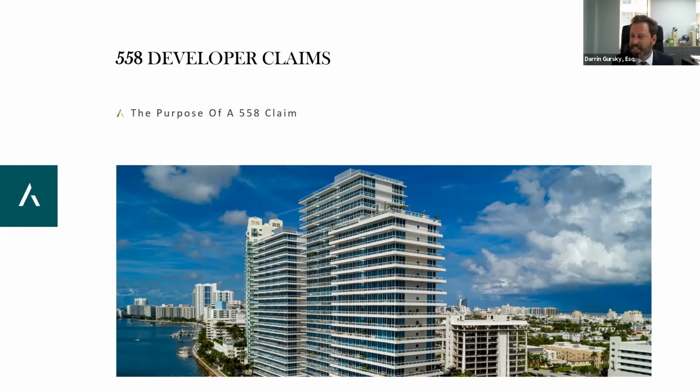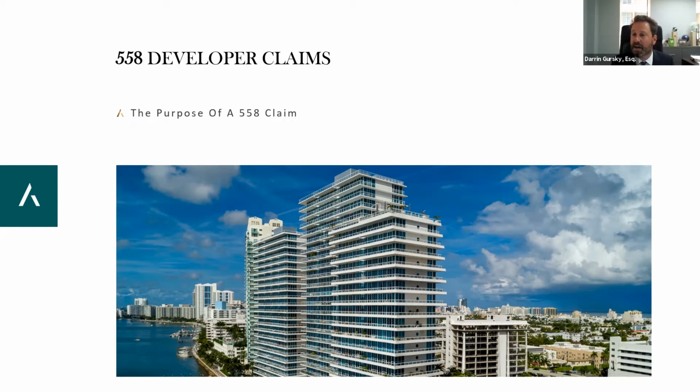Now, a 558 developer claim, really it's Florida Statutes Chapter 558. And that claim can be brought not only against the developer, but also against the general contractor, subcontractors, as well as other designers, the architect of record, the engineer, the structural engineer, the civil engineer, as well as any other designers associated with the development of that project.